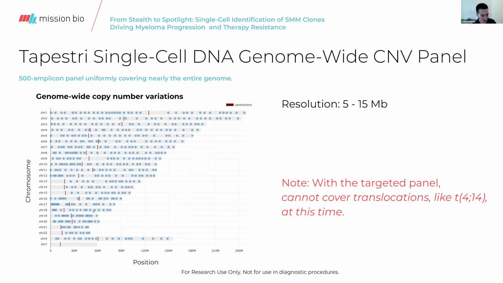So I've listed a lot of attributes. One attribute that we are still working on, but I want to be upfront about, is that we cannot cover translocations. The 4;14 and 14;16 translocations are often very interesting for multiple myeloma. We can't cover those yet, but those are usually earlier variants that can be associated with clonotype or other such mutations. So I did want to be upfront about that.